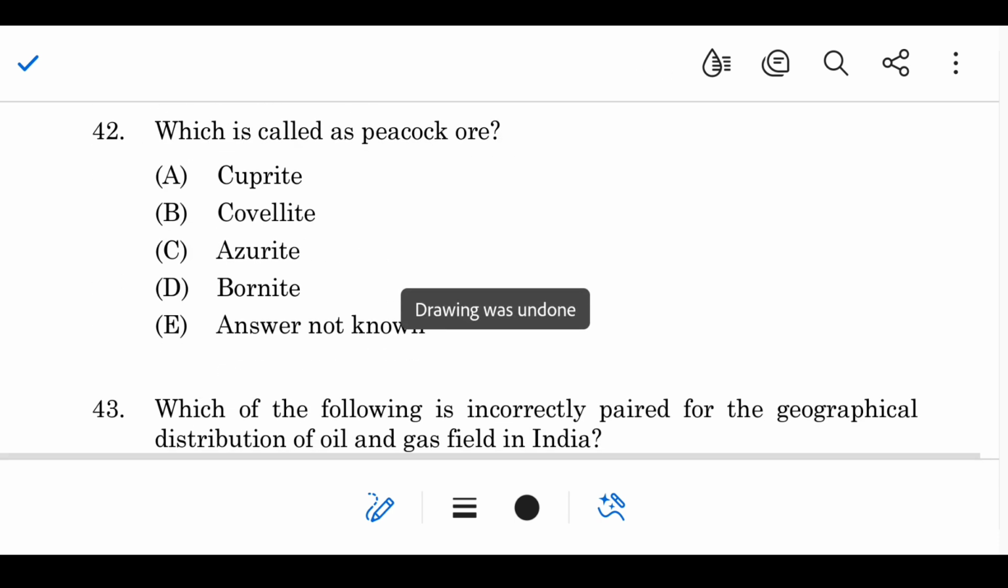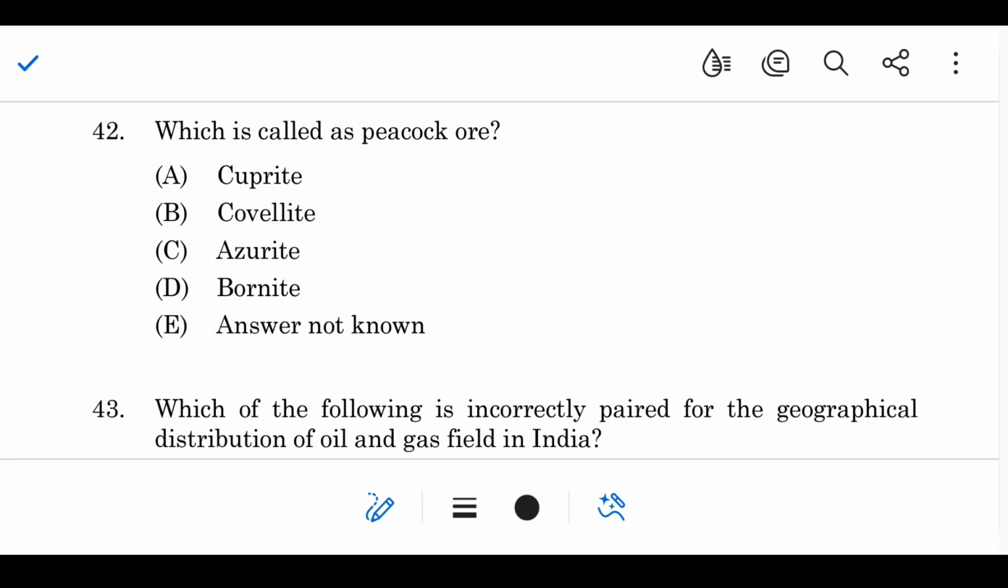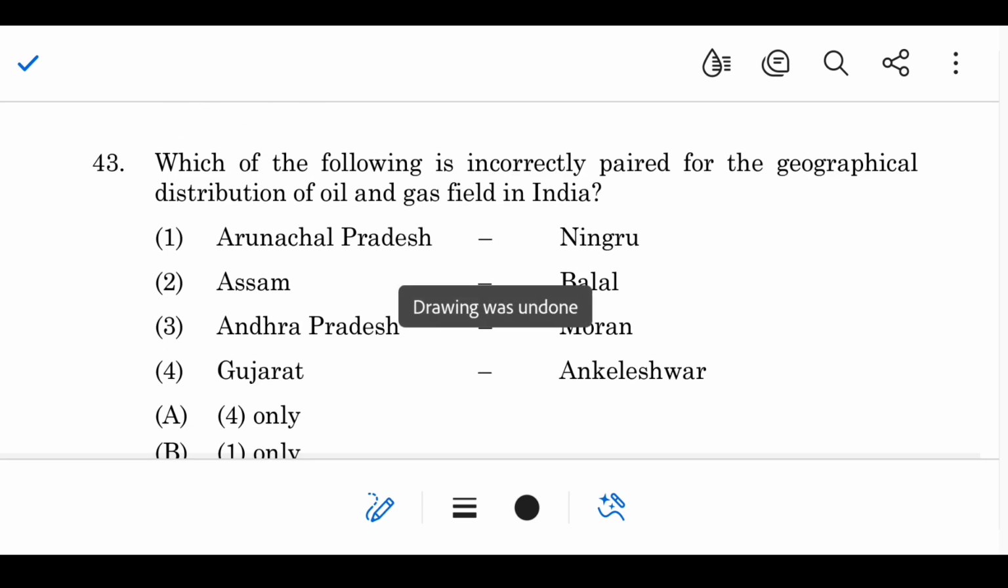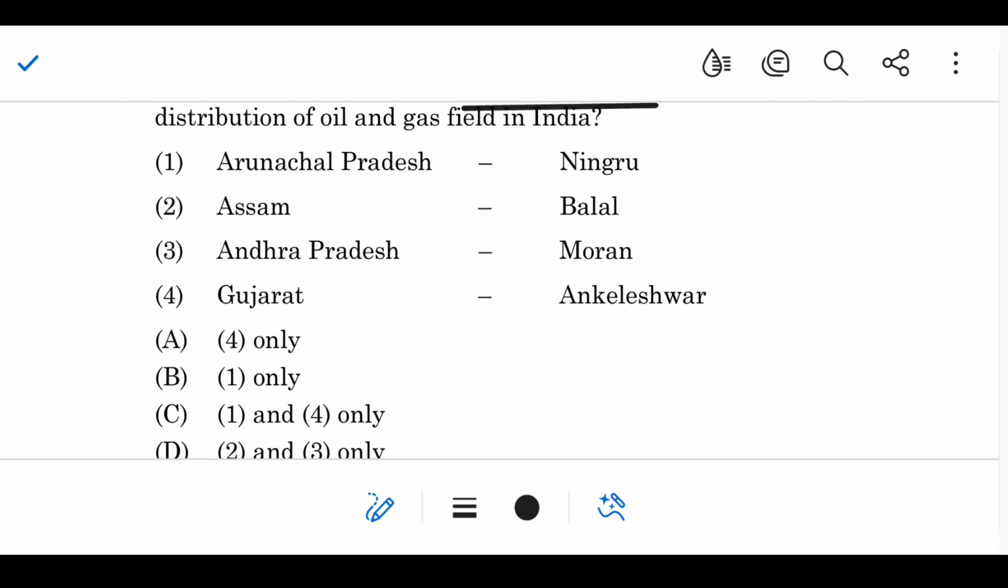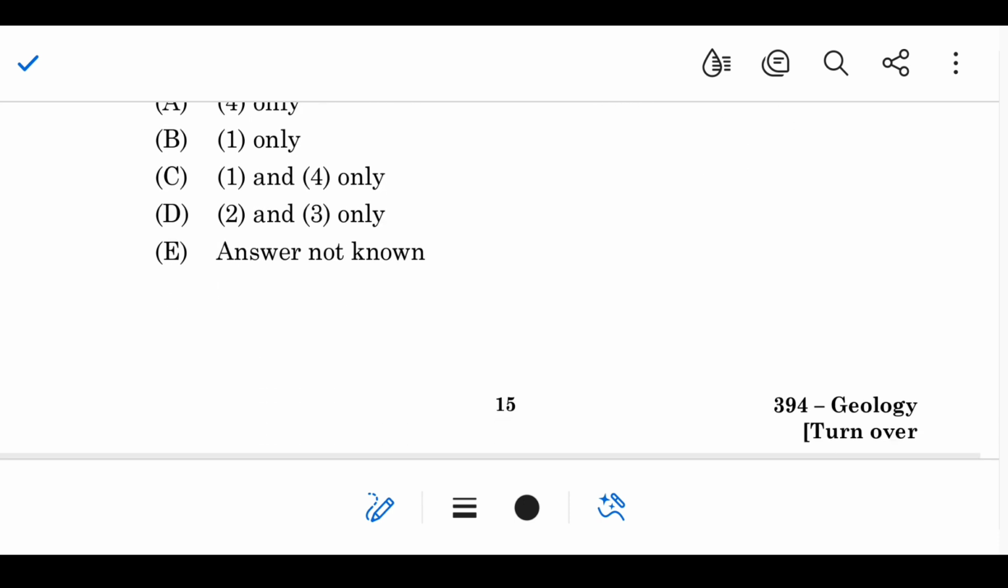Okay. What is called peacock ore? Peacock ore is bornite. Option D is the correct answer. Which of the following is incorrectly paired from the geographic distribution of oil and gas fields in India? We have to choose incorrect pairs. Arunachal Pradesh Nigru, yes, correct. Assam is not Bepol, no. Andhra Pradesh, Moran, no. Gujarat is Ankleshwar, right. So options 2 and 3 are not correct.